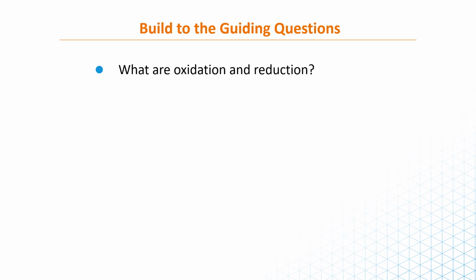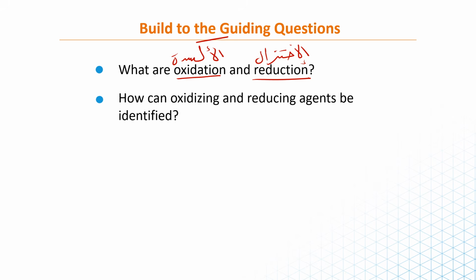So after this lesson, you need to know what are oxidation and reduction in chemistry. So oxidation is الأكسدة باللغة العربية, reduction is الاختزال. Okay? How can oxidizing and reducing agents, so what does that mean? It means we have عامل أكسدة, oxidizing agent, so agent is عامل, okay? And we have a reducing agent, and we'll learn the difference between both.